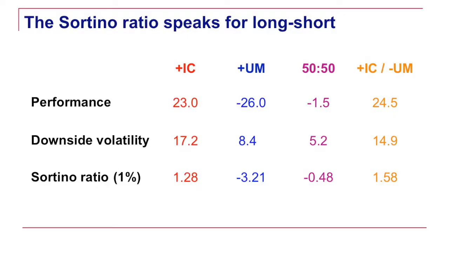Going back to the example we saw of ice creams and umbrellas, we see here that the Sortino ratio also speaks, and for the long-short strategy, the last one, long ice creams, short umbrellas, you see that it's 1.58. So here what we do is we take the performance over the risk-free return of 1%, and we divide not by the volatility, but the downside volatility, i.e. 14.9. And we see that it's highest for this long-short strategy.